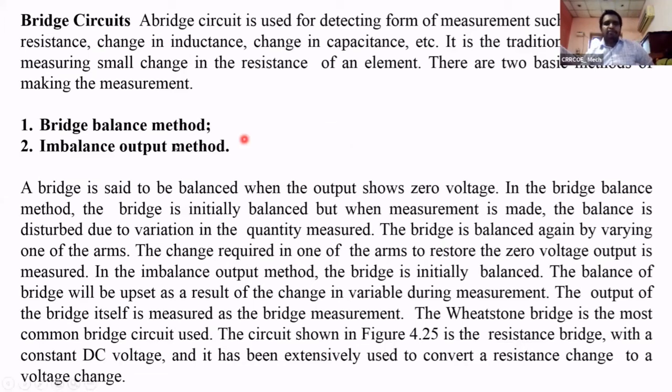Here we have 2 types of bridge circuits, that is the bridge balance method and the imbalance output method. In the bridge balance method, we are balancing the circuit. If an already balanced circuit has any variation in the resistance that causes imbalance, we correct that imbalance. Means we balance the circuit again by varying the resistance. How much resistance is varied to balance the circuit is the measurement. But in the imbalance output method, we take the imbalance voltage caused by the variation of resistance as the parameter. That is the difference.